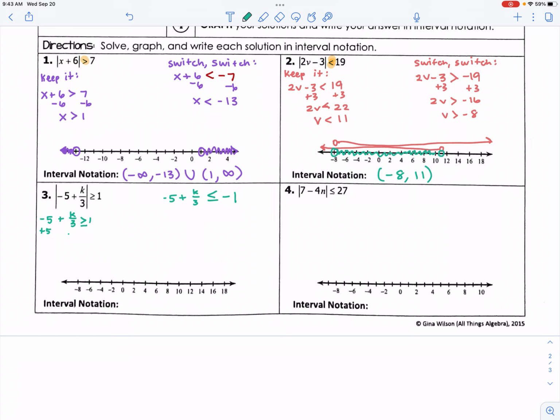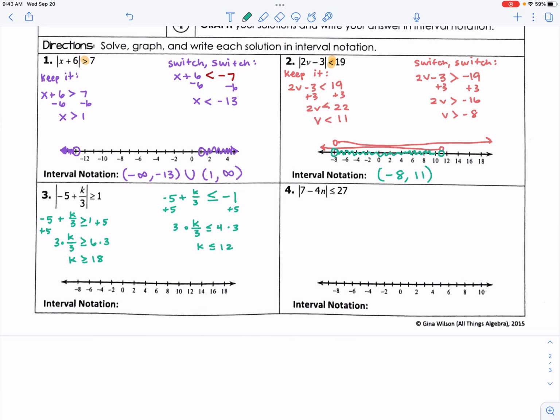So I'm going to add 5 to this side. We get k over 3 is greater than or equal to 6. Multiply both sides by 3. We get k is greater than or equal to 18. Add 5 to both sides here. We get k over 3 is less than or equal to 4. Multiply both sides by 3. We get k is less than or equal to 12.